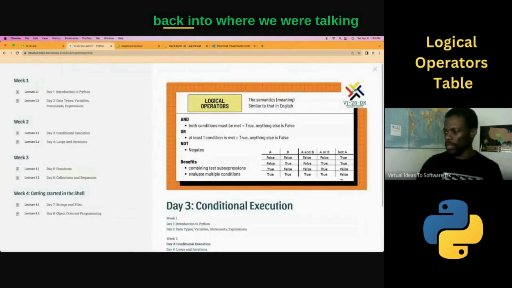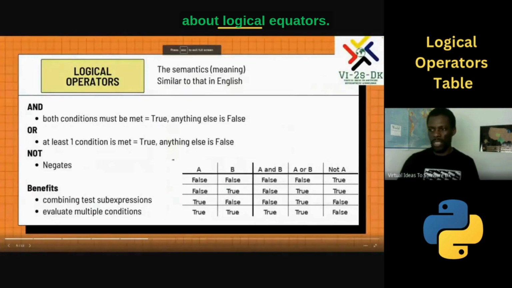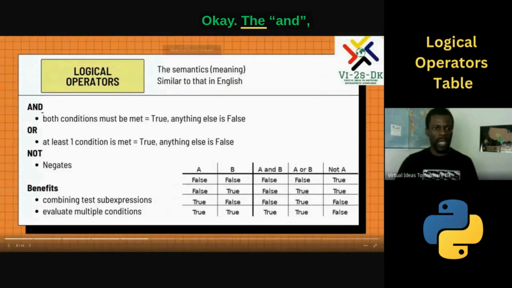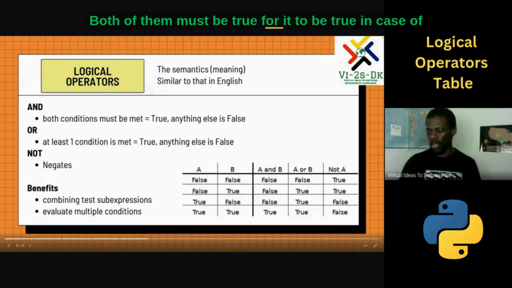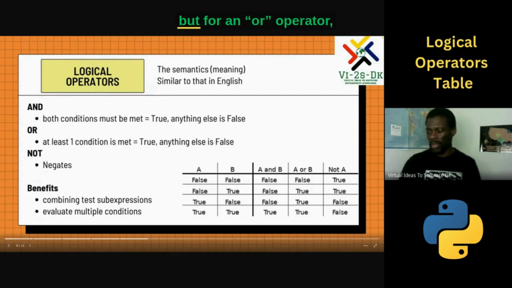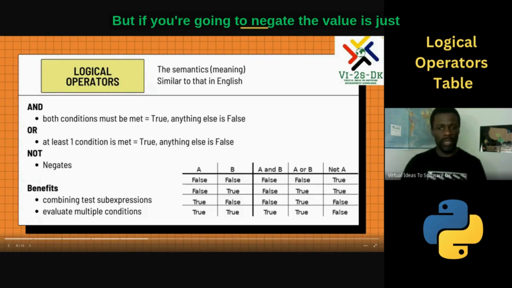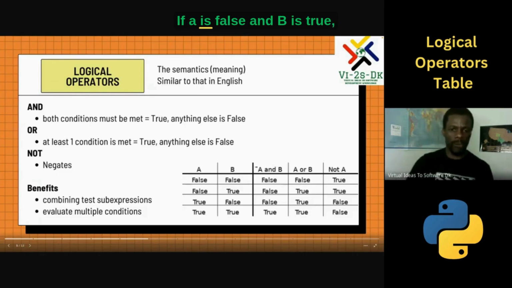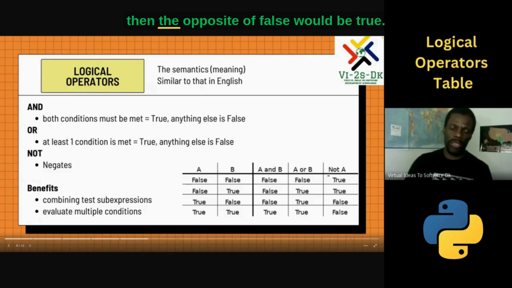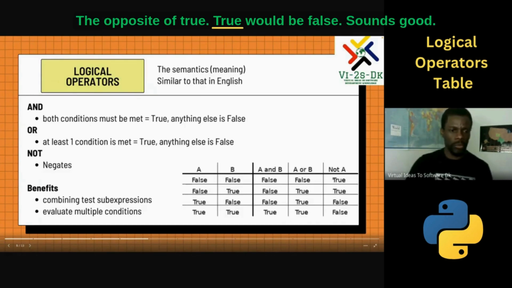So let me jump again back into where we were talking about logical operators. Okay, the and, when you have both sub expressions, at least one of them has to be false and then it's false. Both of them must be true for it to be true in case of an and operator. But for an or operator, at least one of them has to be true for it to be true. But if you're going to negate the value, it's just going to change it from whatever value it was in the first place. If A is false and B is true, then the opposite of false would be true, the opposite of true would be false. Sounds good?